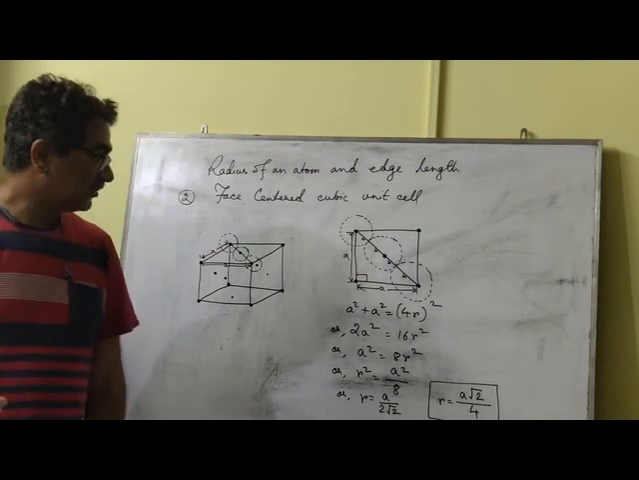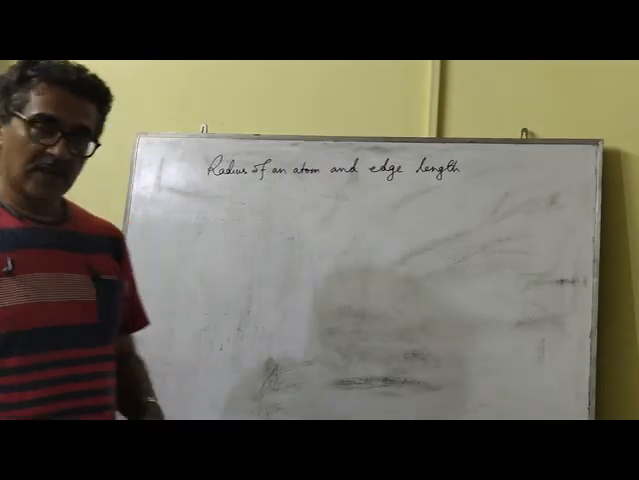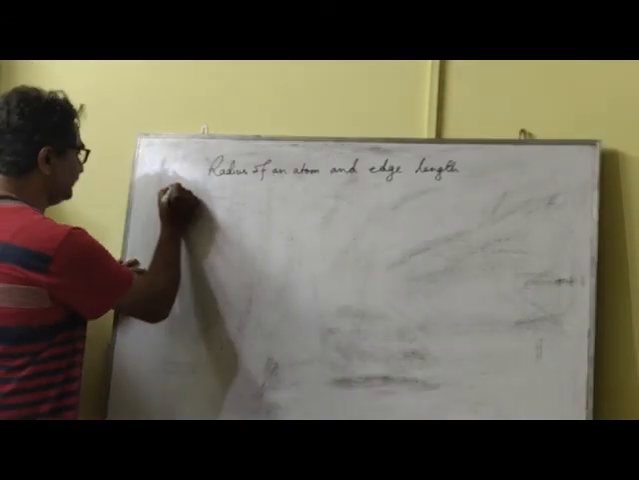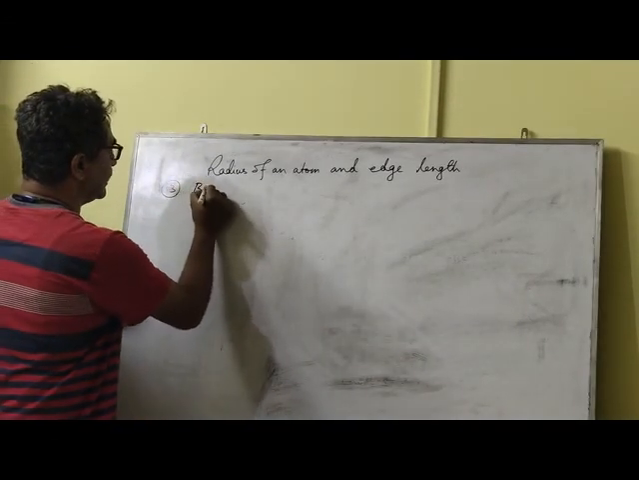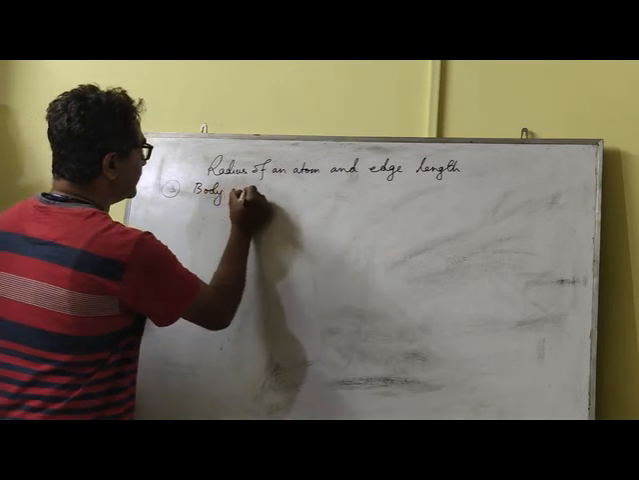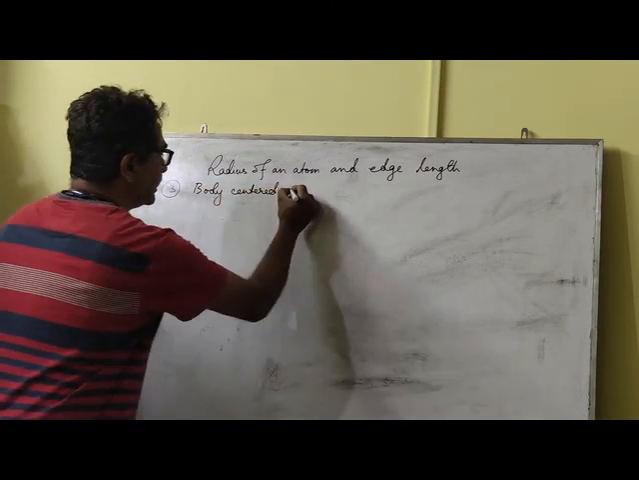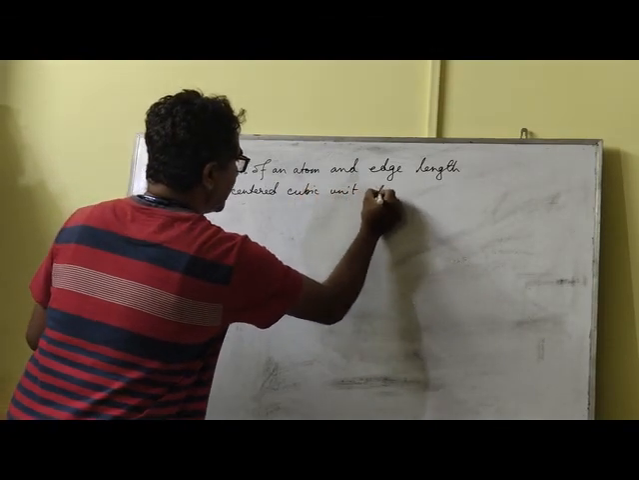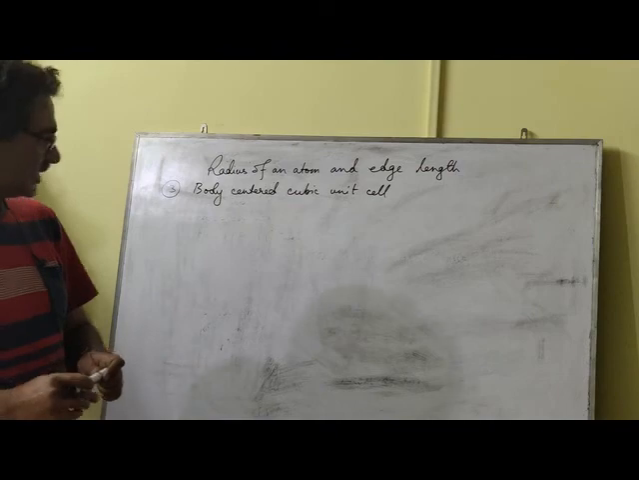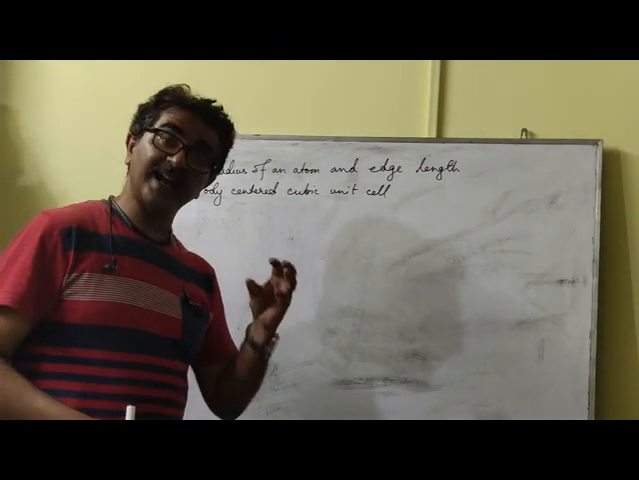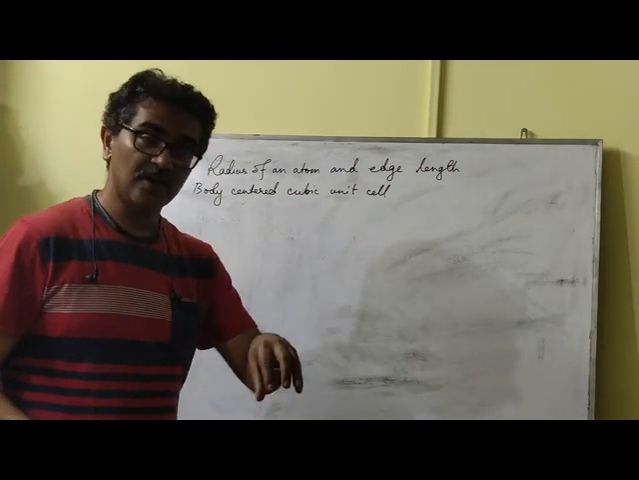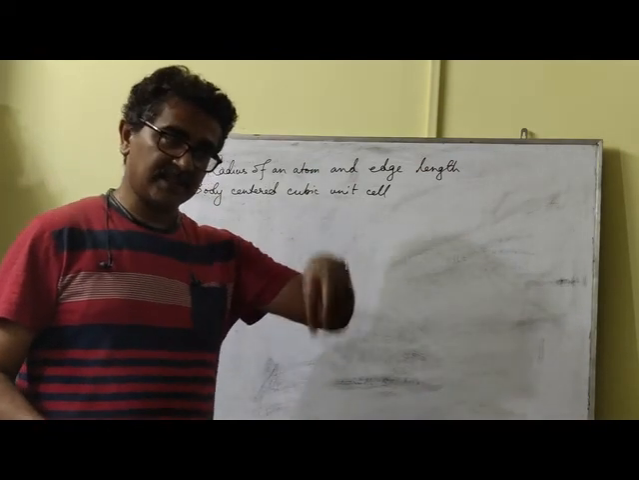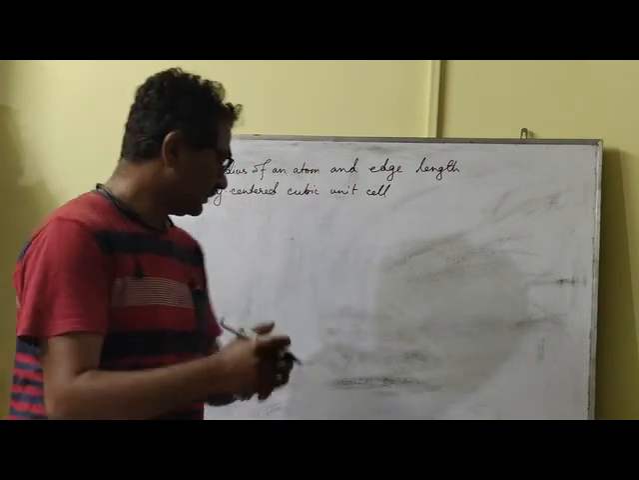Now we are going to learn the third one, that is body-centered type. Now what we are going to learn about the body-centered cubic unit cell. So the third one is the body-centered cubic unit cell. I believe you remember, in a body-centered cubic unit cell, we have an entire atom, a full atom inside the unit cell. So that means the entire atom is inserted into this particular cube.